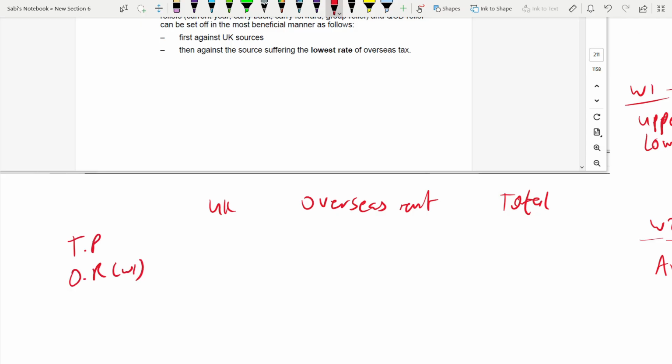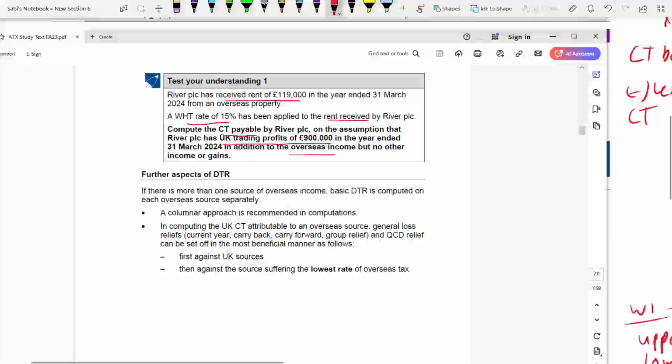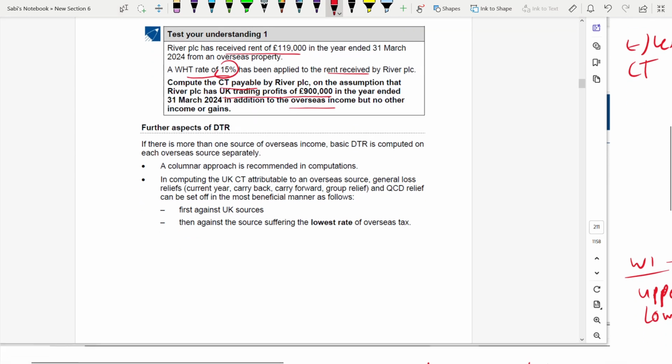Working one is there. UK 900,000, nothing, so total is 900,000. Overseas is nothing, and rent, there is a working for it. Why do you have to gross it up? The rent that you have received, 119, is net. You have to add the withholding. They have given you the rate 15, so you have to gross it up.